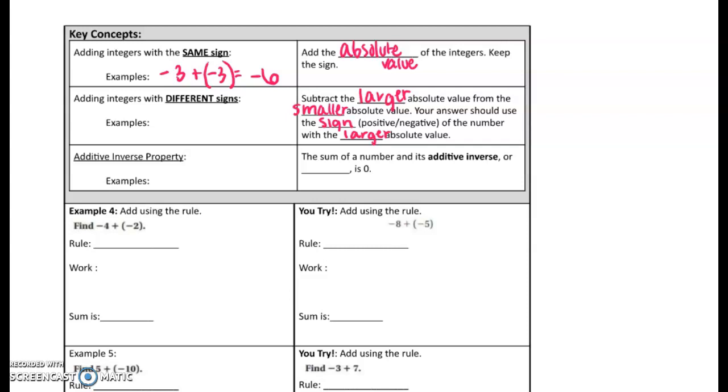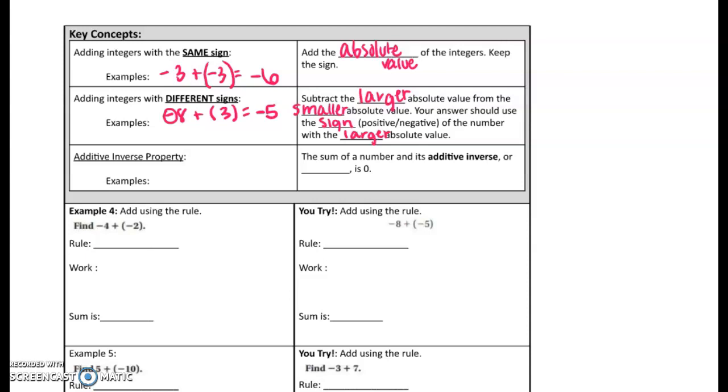An example of this, we're going to do two of them. So we have negative 8 plus 3. We're going to subtract 8 minus 3. So 8 minus 3 is 5. And we keep the sign of our bigger number.